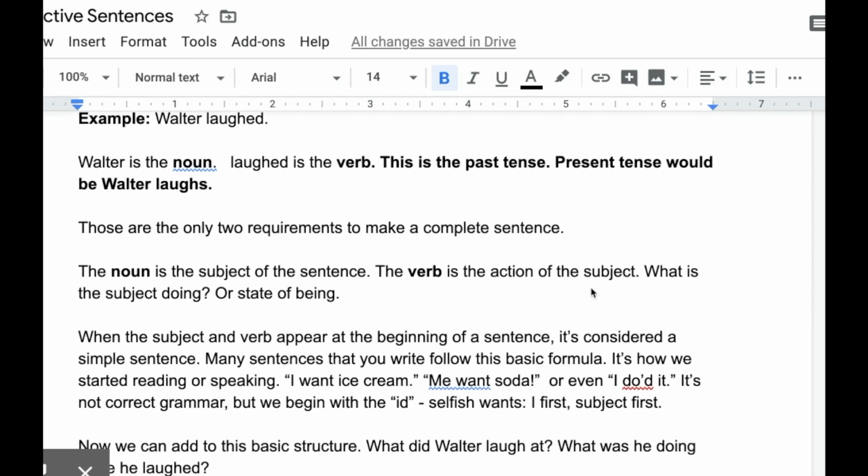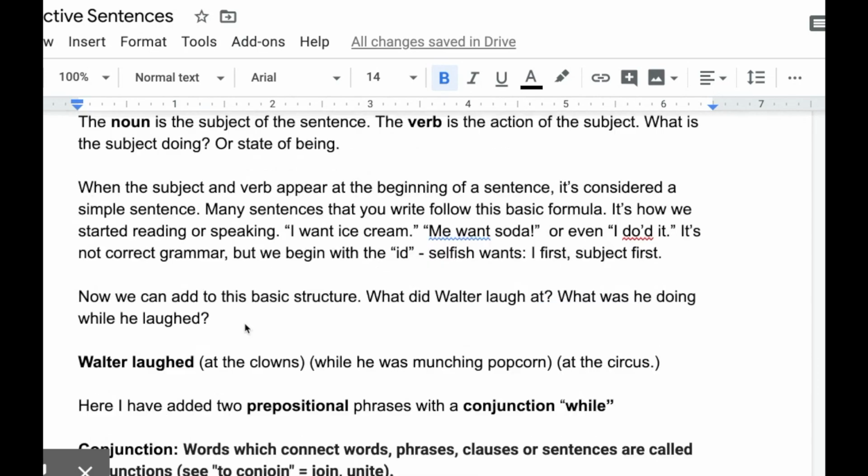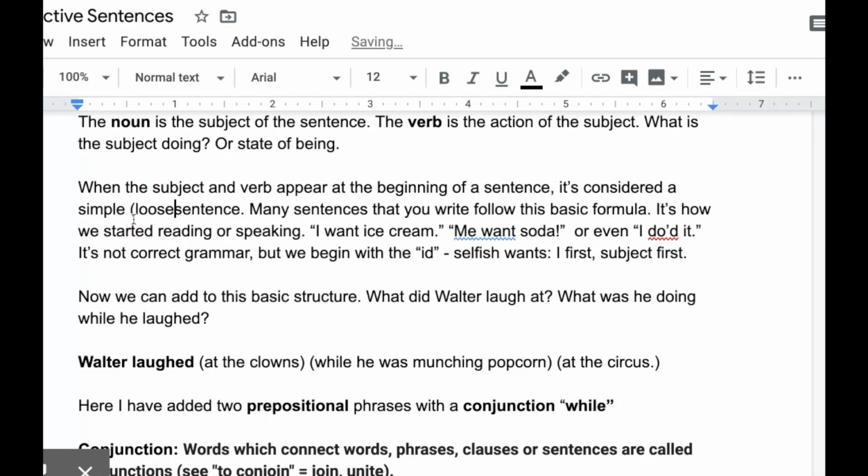All right, the noun is the subject of the sentence. Verb is the action of the subject. What is the subject doing? All right, Walter. Or state of being, right, like to be verbs. When the subject and verb appear at the beginning of a sentence, it's considered a simple sentence. All right, well, let me change that to that simple or loose sentence. I'll even call that loose.